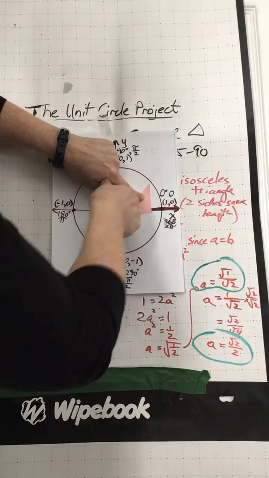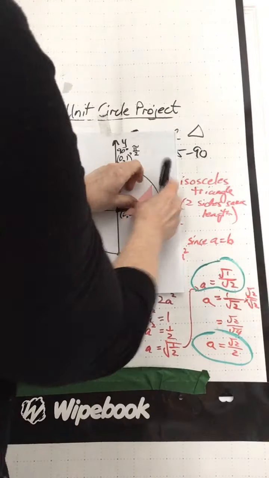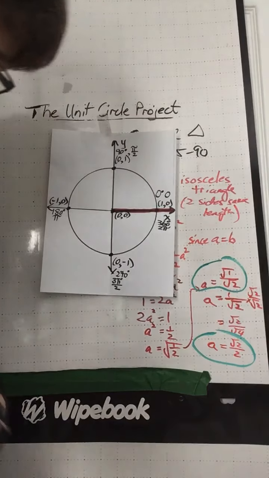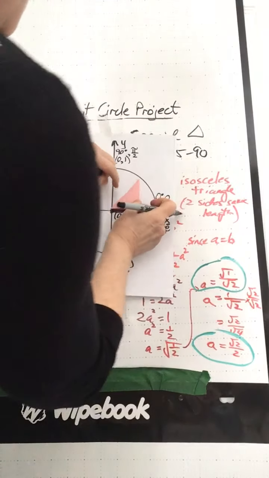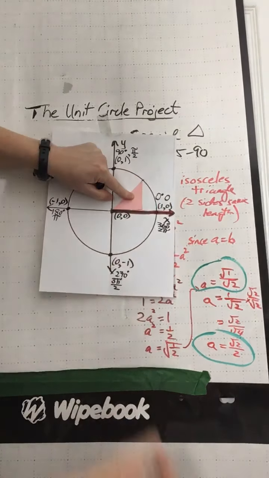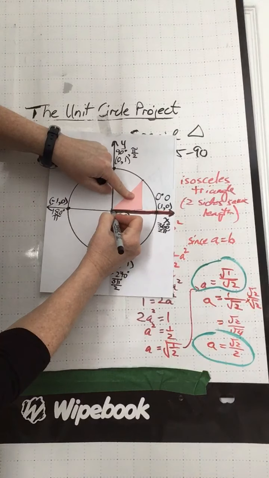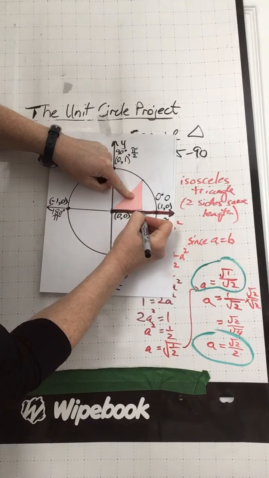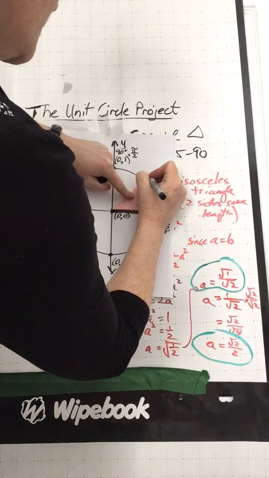That then tells us that we want to know the ordered pair, oh my goodness, having trouble getting my marker top off here. We want to know the ordered pair for this position right here. Well, the x-coordinate would be this length, so that's root 2 over 2.